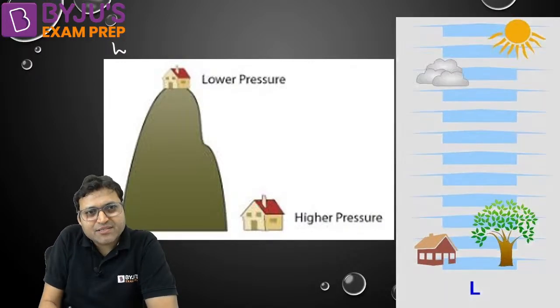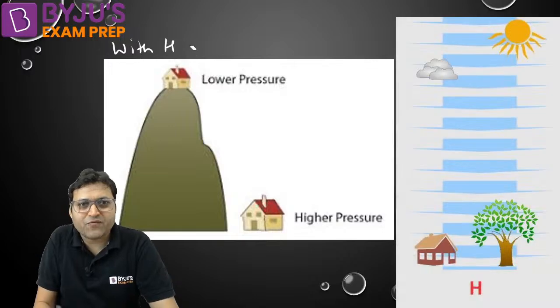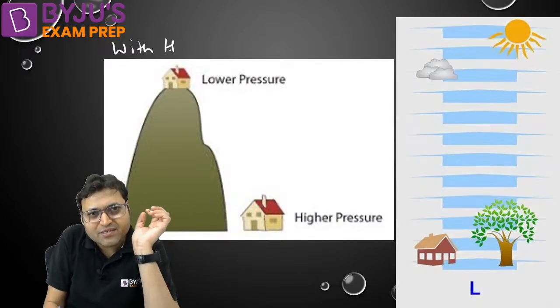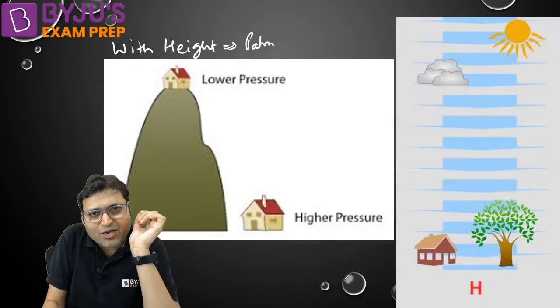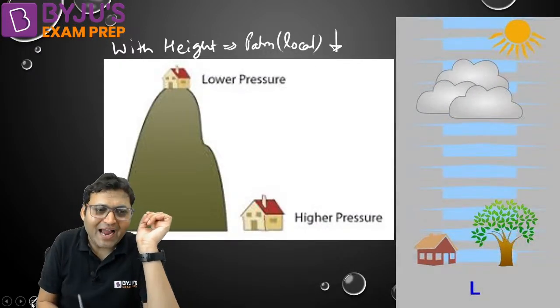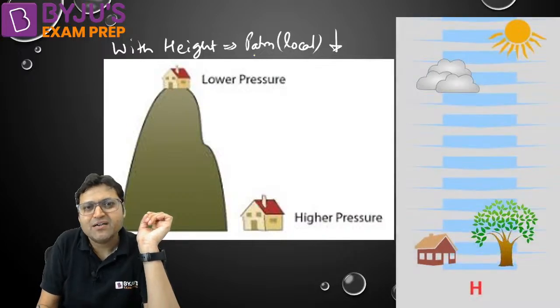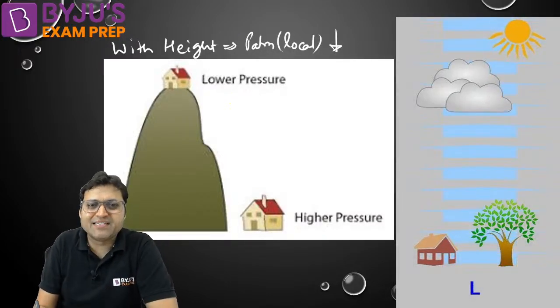With height, if you see, with height, the local atmospheric pressure decreases. Atmospheric pressure decreases with height.